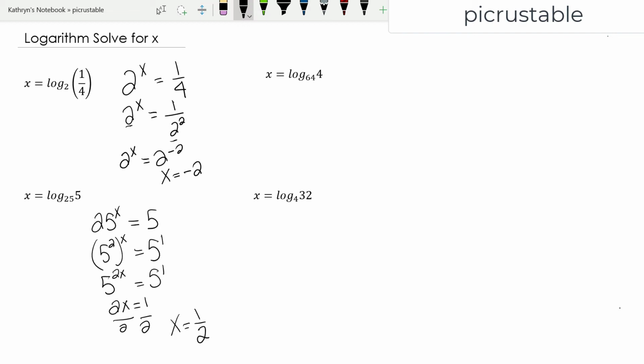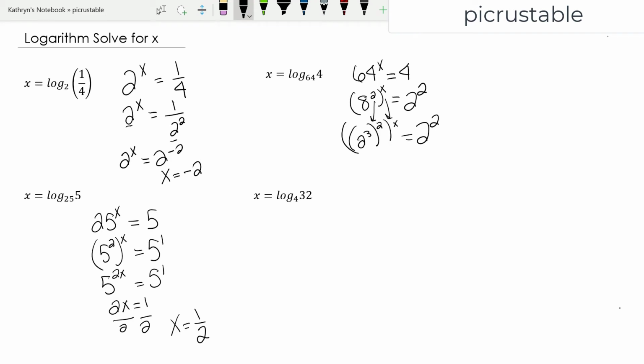Let's look at x equals log base 64 of 4. Once again, we're going to change it. We're going to say 64 to the x equals 4. Now this one was a little bit tough for me. I actually started out by saying 8 squared is 64. And I know that 2 squared is 4. Then I thought to myself, well, I know that 2 to the third power is 8. I still have to square it, and I still have to take it to my x. That equals 2 to the second.